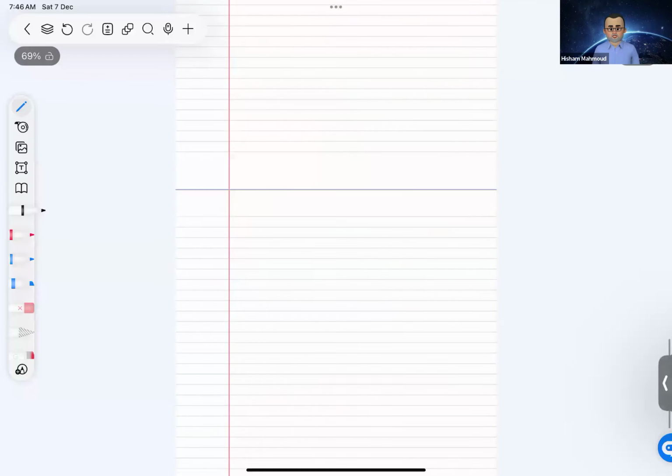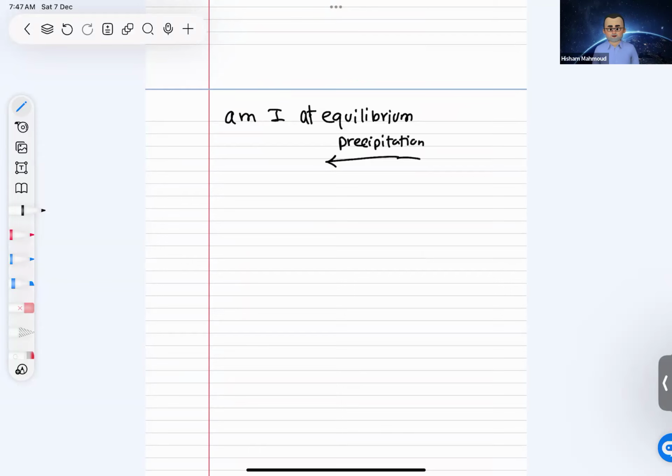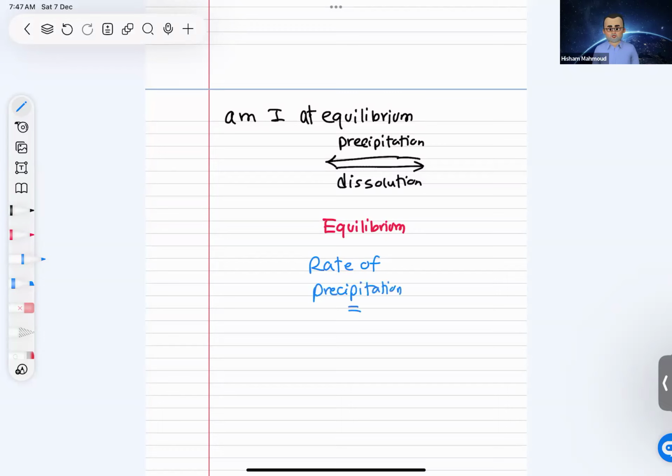Right. The other type of questions, when we want to know, am I at solubility point or no? Am I at equilibrium? Or am I moving more towards precipitation? Or am I moving more towards the solution? So I have 3 cases every time I'm checking the concentrations. I might be at equilibrium, and if you are at equilibrium, this means that the rate of precipitation is equal to the rate of dissolution.